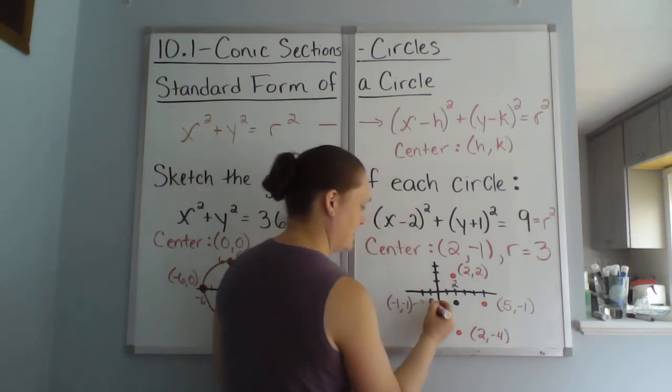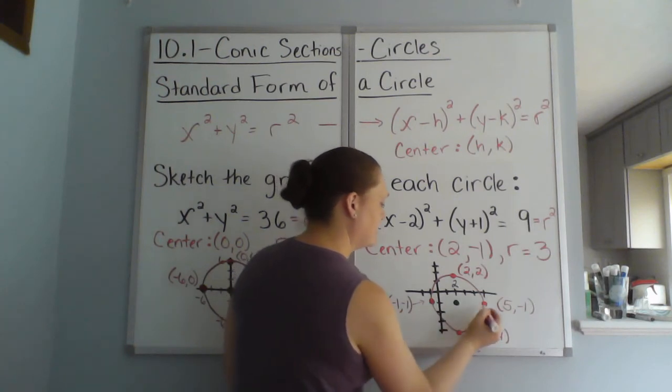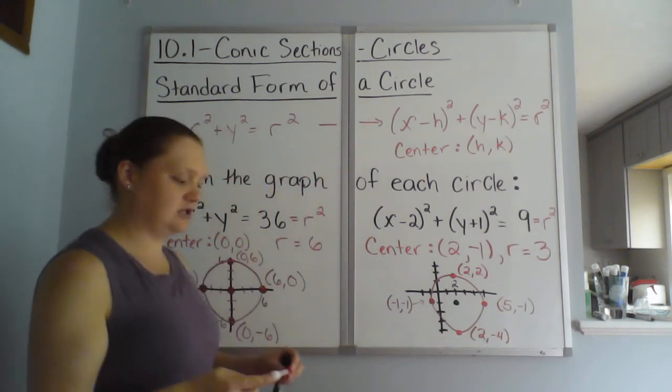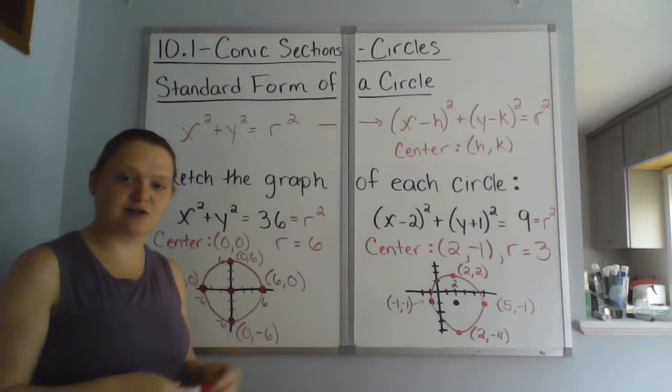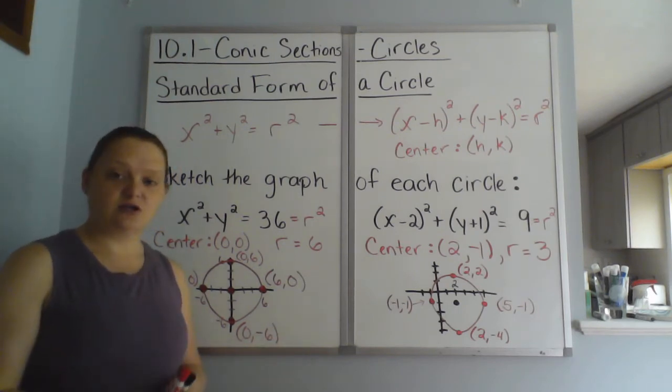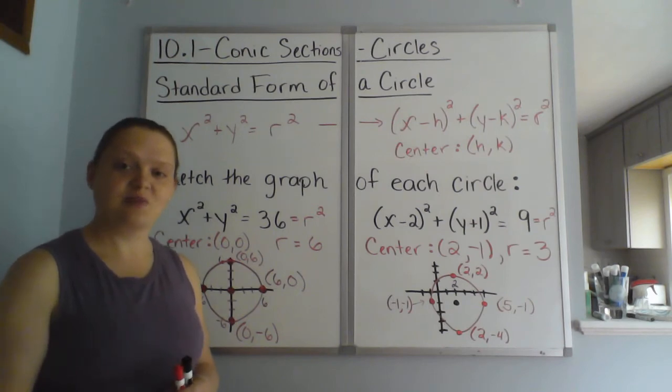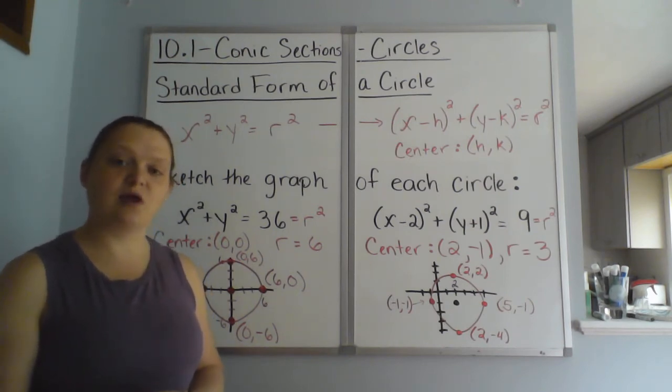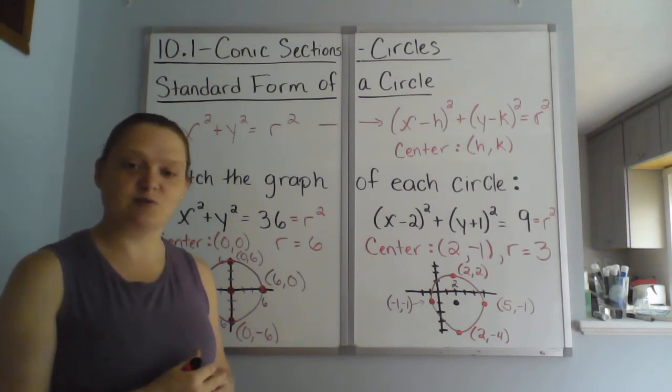Then again, draw your circle to the best of your ability. Having the correct points is more important than it actually looking like a perfect circle. Clearly I'm not the greatest at drawing circles. So that is graphing a circle when it's written in standard form. The last thing we need to go over is how do we write standard form when we don't have factored form already? So that's what we're going to look at last.